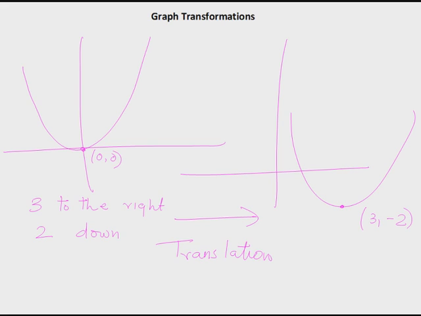A translation means the entire graph moves in the plane. So if one point moves 3 right and 2 down, then every point moves 3 right and 2 down. The graph doesn't change shape at all. The entire graph just moves. So let's see, given an equation, how do I relate the equation to a translation?